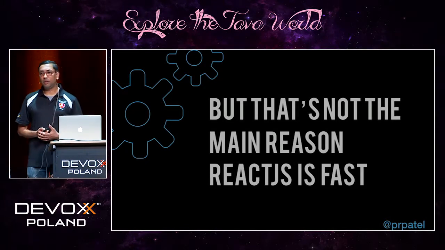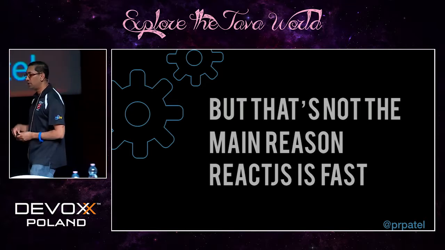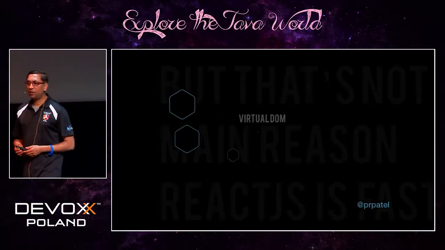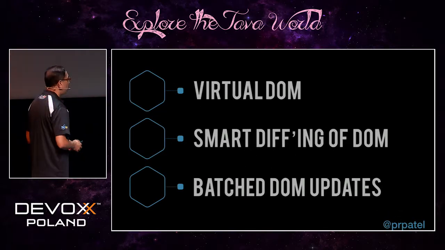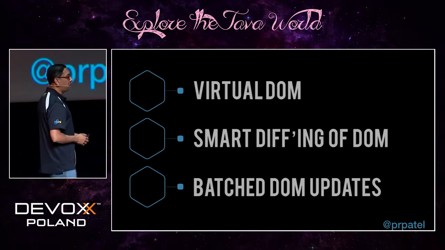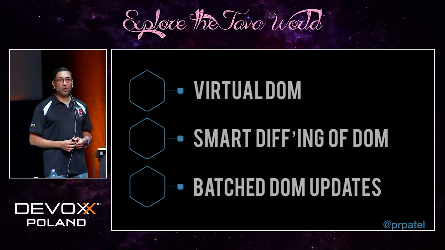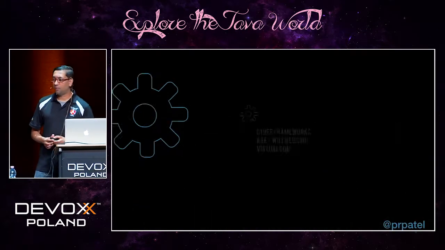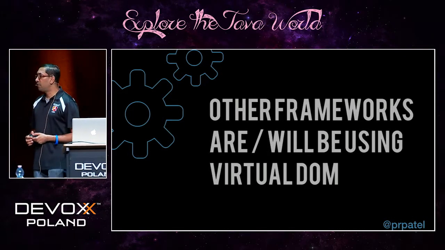So that's not the main reason React is fast. Obviously, doing isomorphic rendering on the server allows us to do low-level performance management, but React also mainstreams something called the virtual DOM. The virtual DOM in React gives us the ability to do smart diffing of things which are in the DOM and also allows us to batch DOM updates. This is why when we look at performance measurements from React versus other frameworks, it's very, very fast.